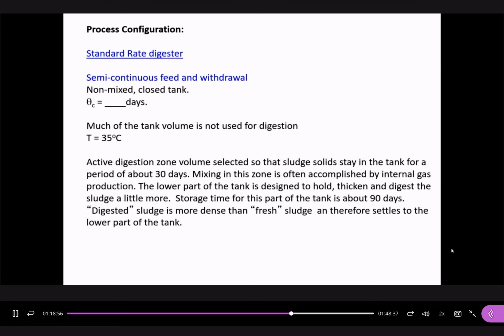Mixing in this zone is often accomplished by internal gas production. You have gas produced, that creates turbulence, so that makes mixing. The lower part of the tank is designed to hold, thicken, and digest the sludge a little more. Storage time for this part of the tank is about 90 days. Digested sludge is more dense than fresh sludge, and therefore settles to the lower part of the tank.